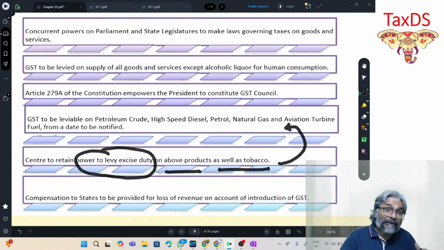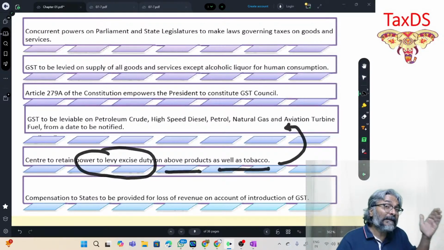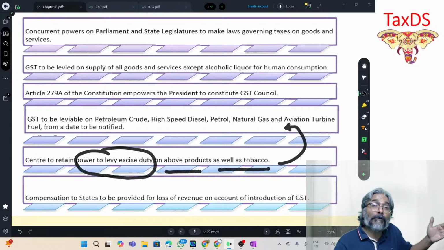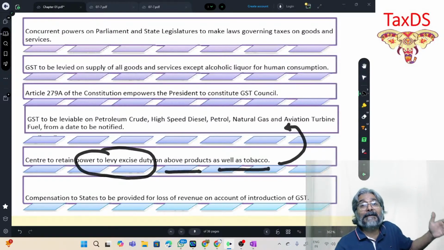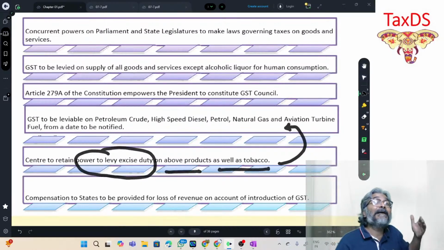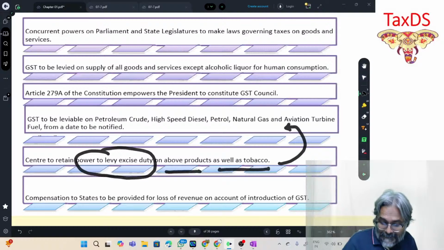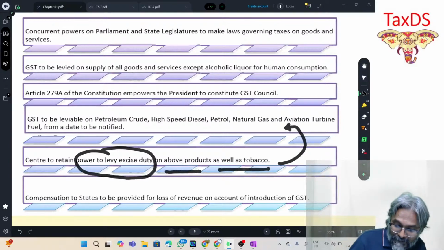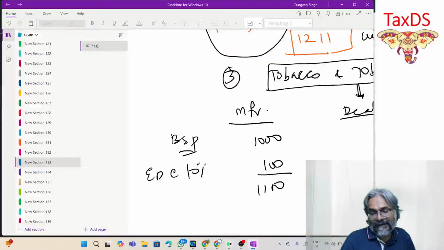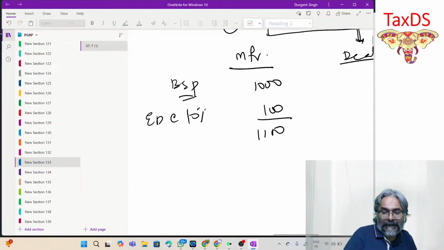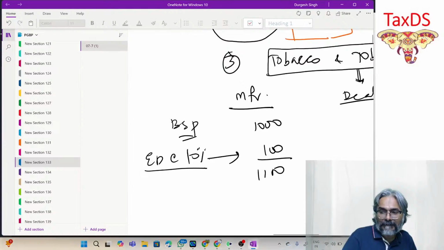But the 101st amendment says what? That apart from the fact that the GST can be charged on the same, the center can continue its right to charge excise duty. The center can continue to charge its excise duty, students. And if center can continue that, so therefore excise duty is getting charged on this tobacco and tobacco item.